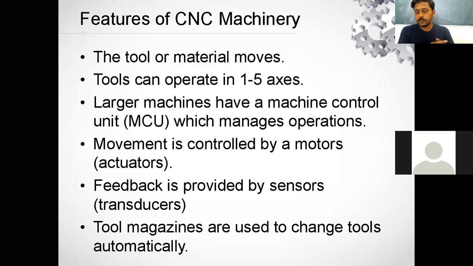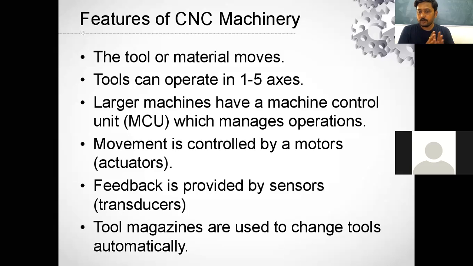Obviously, if the machine has a computerized system, it must have a control unit for that. Movement is controlled by the motors, as we have seen in the milling machine in the previous slide. The movements are controlled by the actuators. The feedback is provided by the sensors, which you can also call transducers.